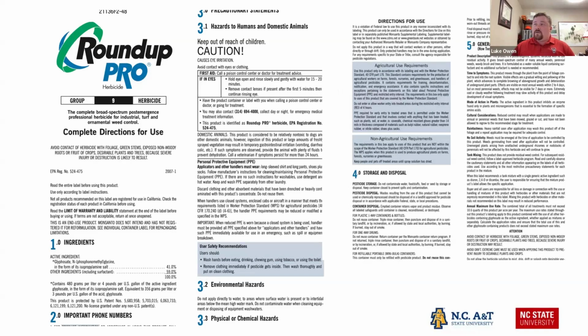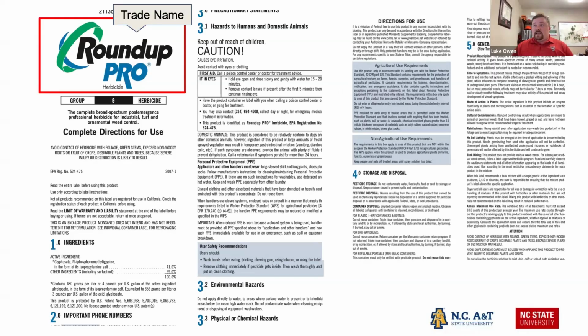Here's an example of a pesticide label for Roundup Pro. Let's look at the important parts of that label. First, you're going to see on a lot of pesticide labels the trade name, right? So Roundup Pro herbicide is the trade name here. This is important to differentiate it from the active ingredient.